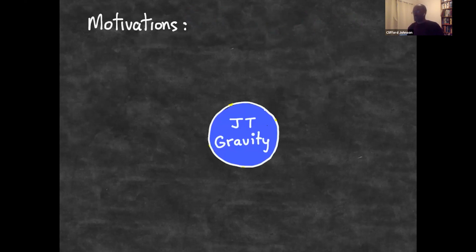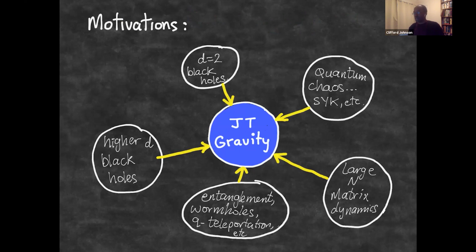One of the things that's really quite exciting is the fact that JT gravity is at the center of a lot of different ideas intersecting in various ways, including black hole physics in higher dimensions and in 2 dimensions, ideas like quantum chaotic systems, SYK-like models, entanglement, wormholes, quantum teleportation, connections using gauge gravity dualities to get insights into those things, and large N matrix dynamics, which we'll talk a little bit about as well.